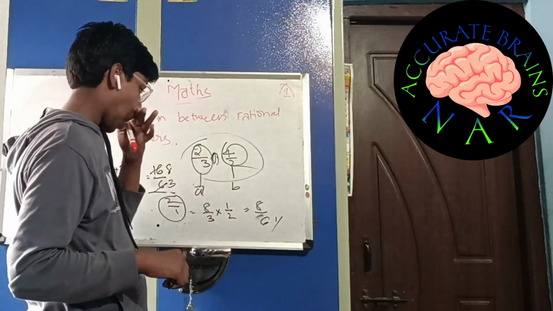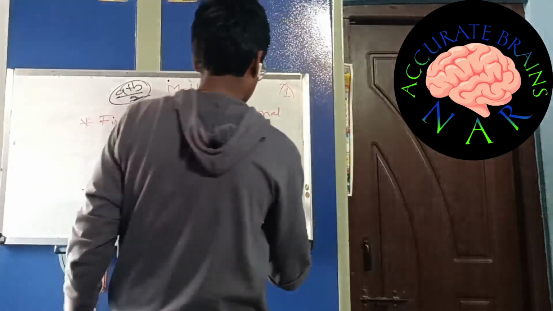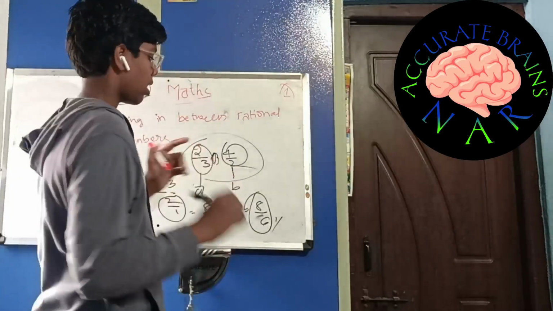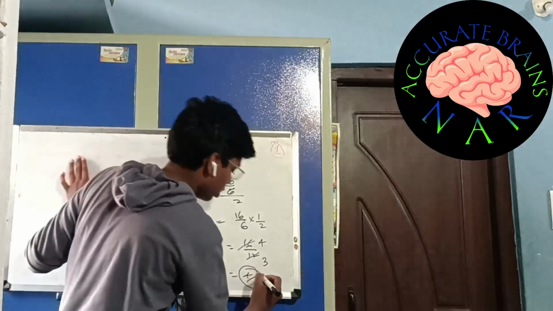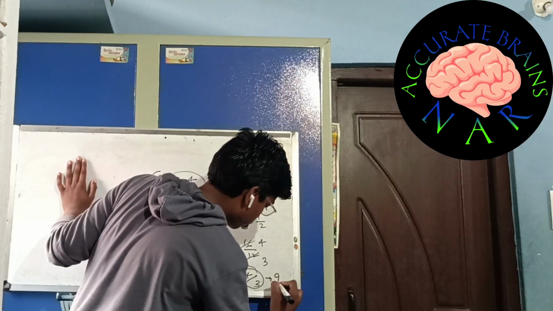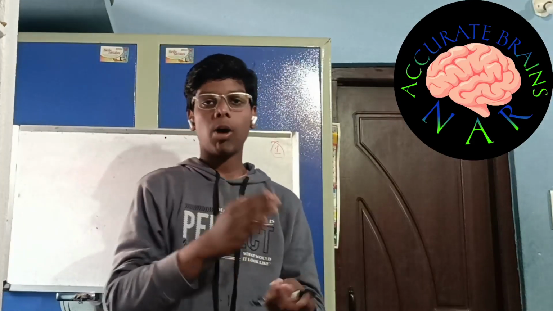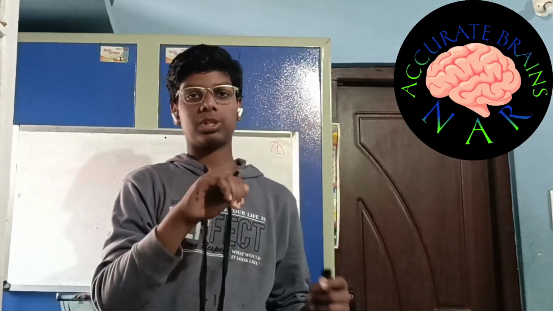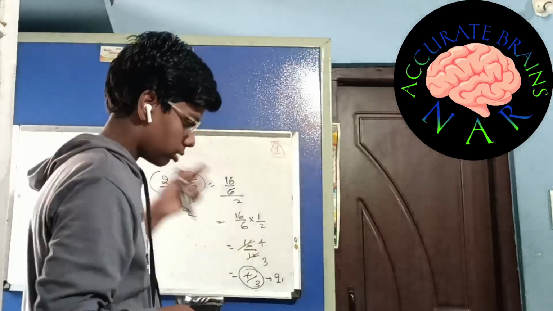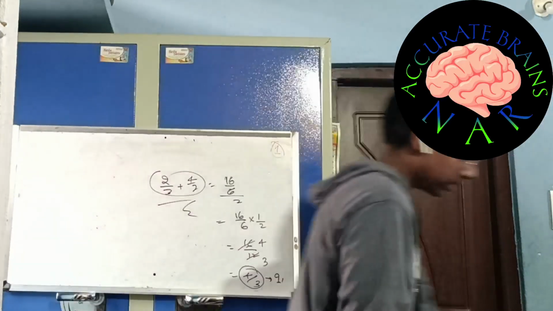Here 4 by 3 is nothing but q1. They are represented by the letter q, and according to how many rational numbers we are finding, they are represented by the numbers. So teaching is very hard.